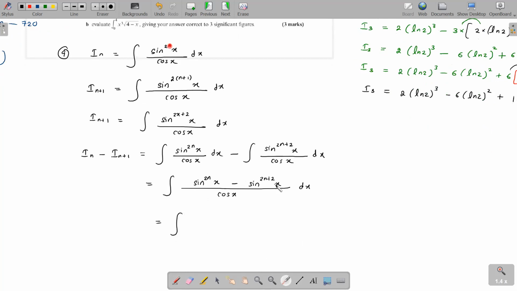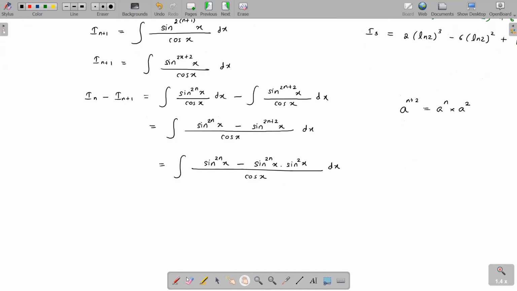And now how do we simplify this further? You can see that 2n plus 2, we can break it, right? How do we break it? Sine to the power 2n x. Now, if you have some number a to the power n plus 2, we can write it as what? a to the power n into a to the power 2. So sine to the power 2n plus 2 also we can write as sine to the power 2n x into sine square x, over cos x with respect to x.